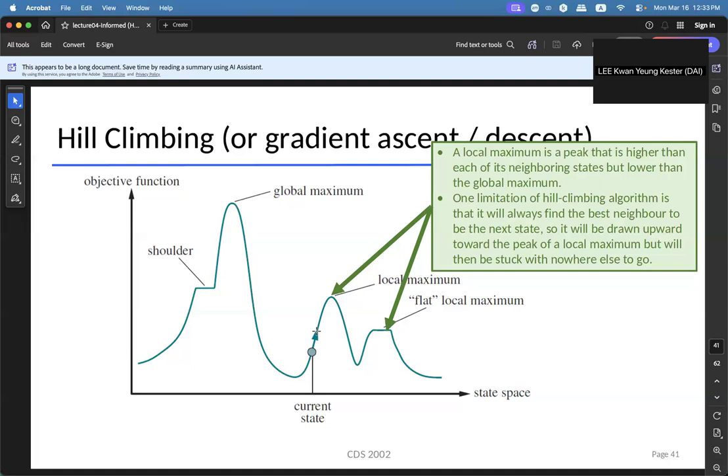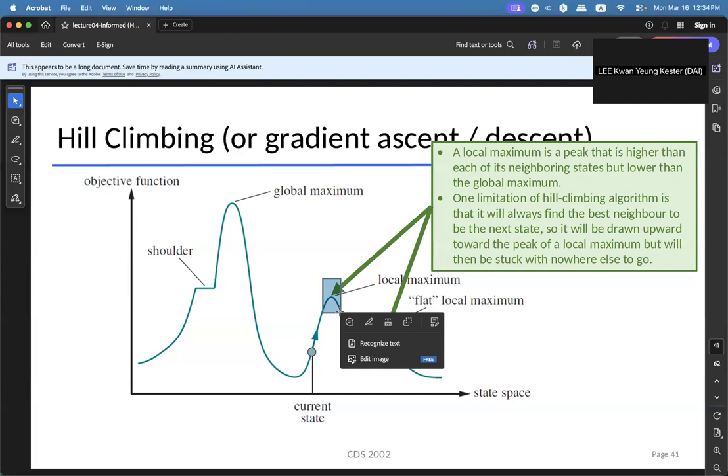As the agent keeps doing this, it will essentially reach a point right here, where my mouse cursor has highlighted that moving left and moving right doesn't give us a better objective value. So at this point, we can stop. So this is how hill climbing is supposed to work.